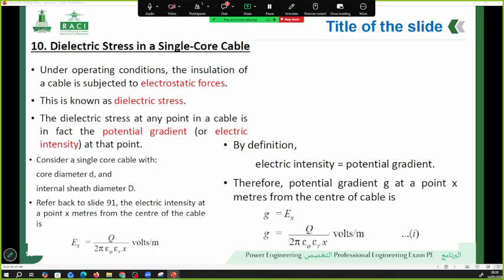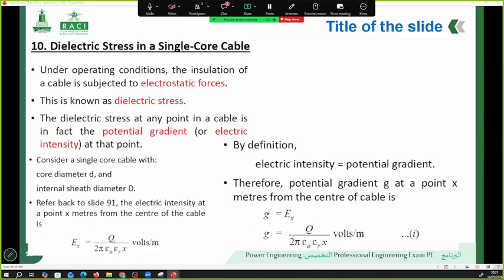So this slide develops the analytical expression for electric stress within a single core cable by considering its geometric structure. The cable is defined by a core of diameter d and an internal shield of diameter D, forming a cylindrical insulation region between them. Based on electrostatic field theory, the electric intensity at any point located at a radial distance x from the center of the cable can be expressed by these equations.